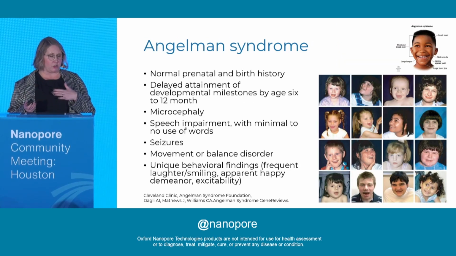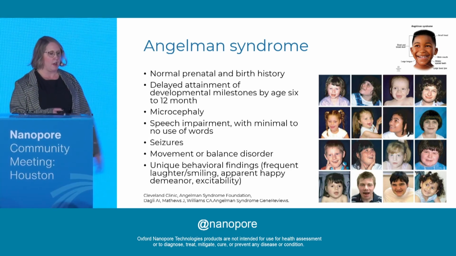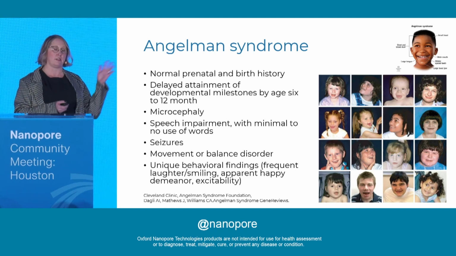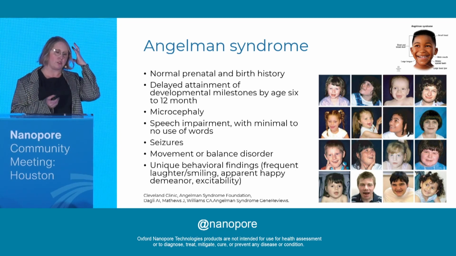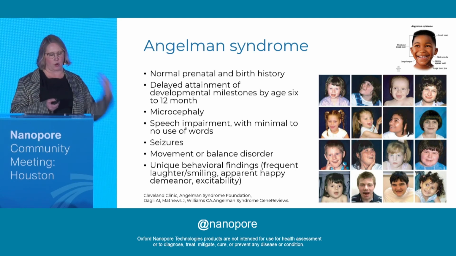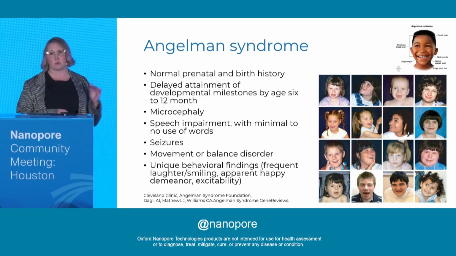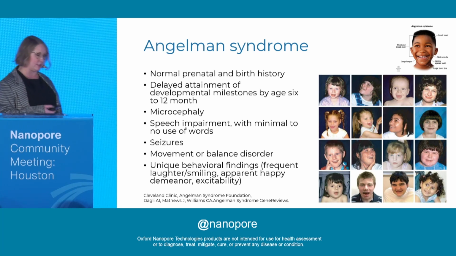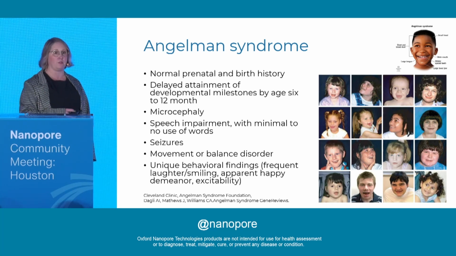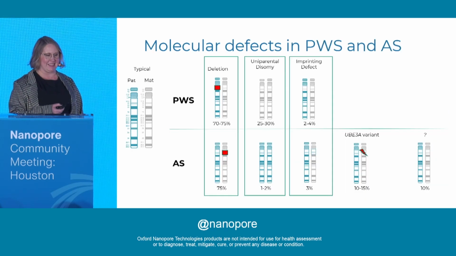In contrast, individuals with Angelman syndrome typically have a normal prenatal and birth history and normal development up through 6 to 12 months of age, and then an acquired microcephaly, so a smaller head circumference that's not present at birth, but as the child grows, the head doesn't grow at the same rate. Some of the hallmark features of Angelman syndrome include a really severe language delay, as well as seizures, and they can also have some unique behavioral findings, including a very happy demeanor, and they can be very excitable kiddos and adults.